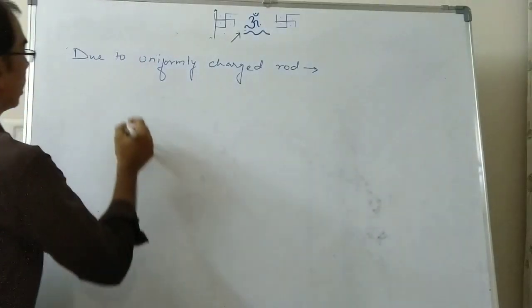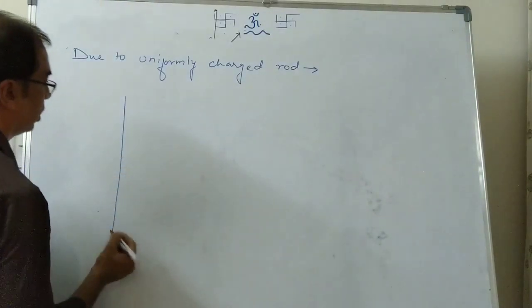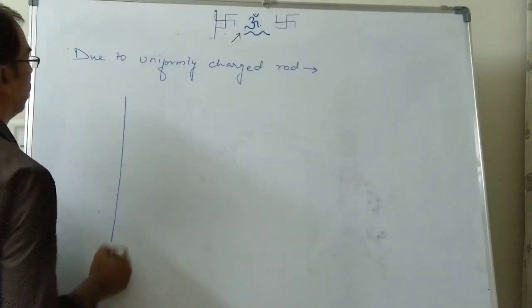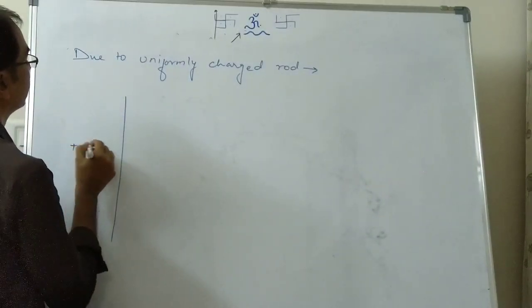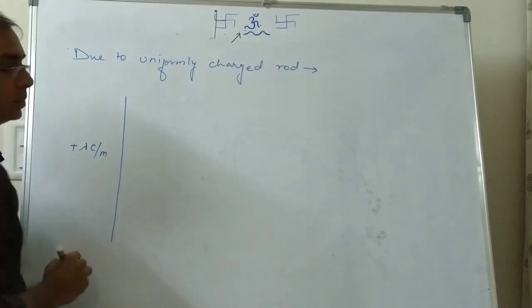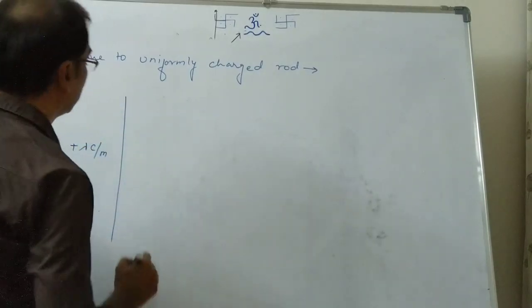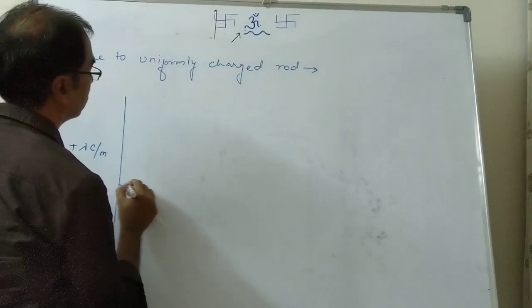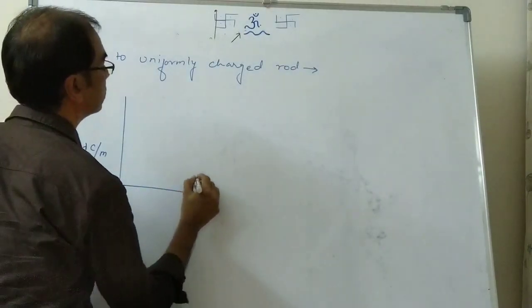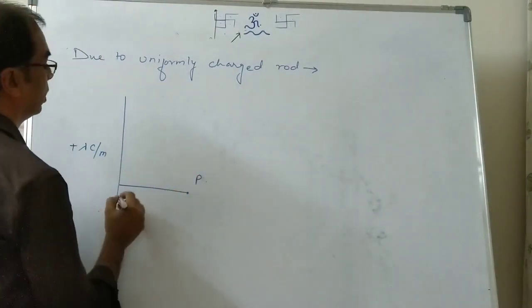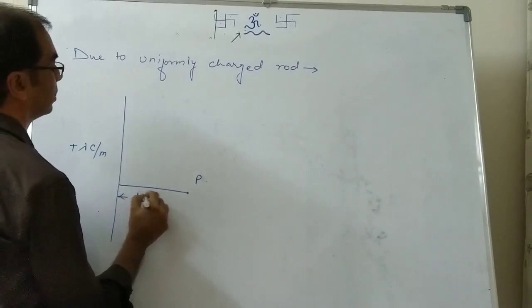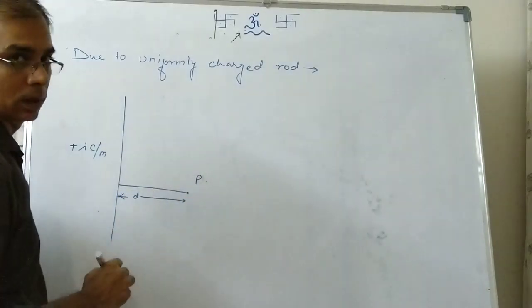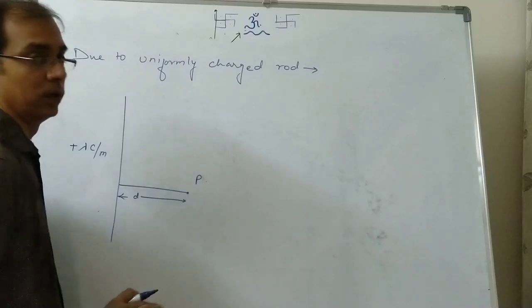Okay. So suppose that here is the rod, and on this rod we have charge lambda coulomb per meter. All right. And we want to find the electric field at this point. Let's say this point is P, and this distance is d. So we have to find the electric field over here.